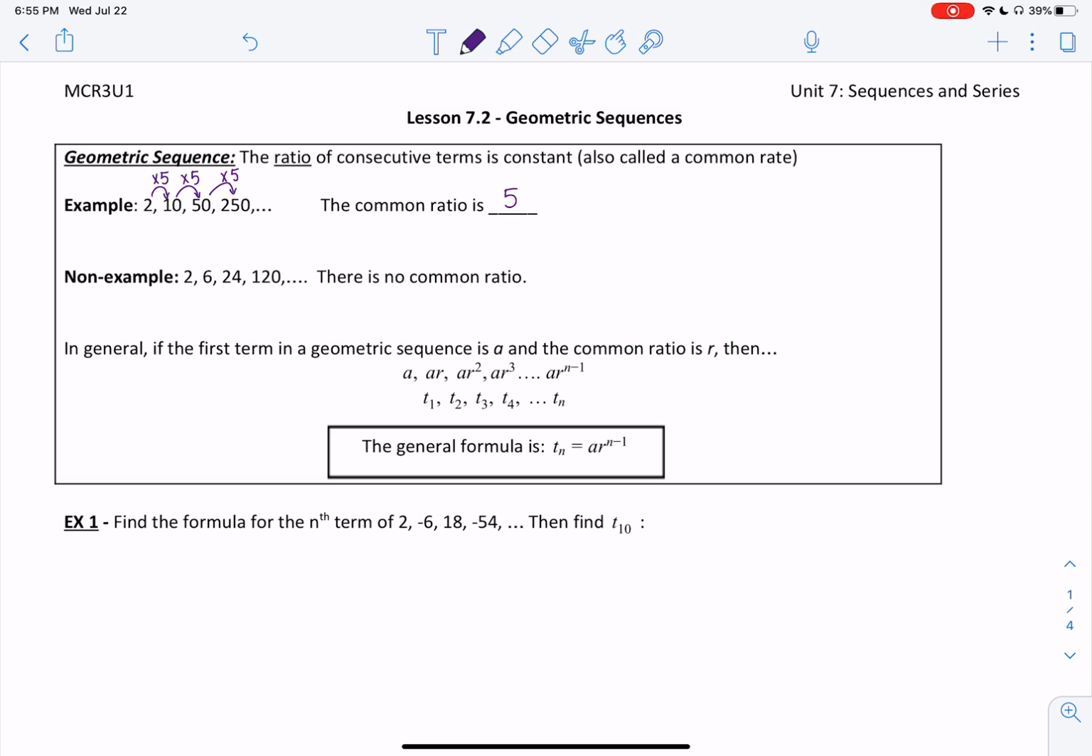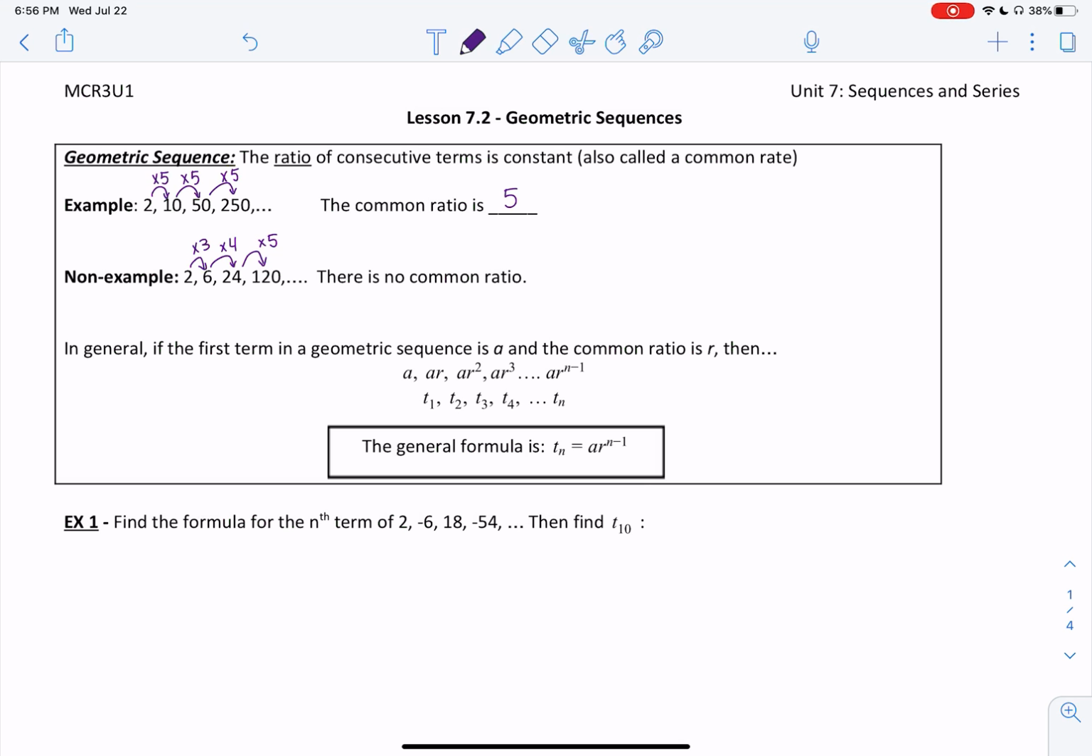Now let's look at the second one here, and just to have an example that is not a geometric sequence so you can see the difference. So in this case, to get from 2 to 6, we would multiply by 3. To get from 6 to 24, we would multiply by 4, and already that is enough to tell us that this is not a geometric sequence. We can do another one just to verify it 100% and know for sure that we didn't make a mistake, but if all of the ratios are not the same, it is not a geometric sequence.